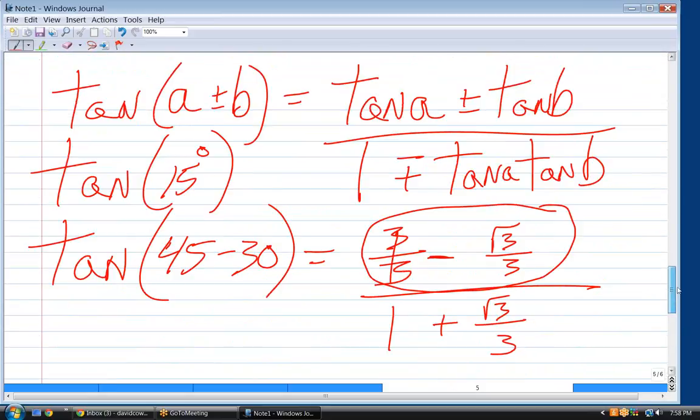Okay? So that one we were forced to use subtraction. I didn't have to use 45 and 30. I could have used 60 and 45. I'm going to get the same answer. But I couldn't use addition, because there are no two common angles that add to 15 degrees.